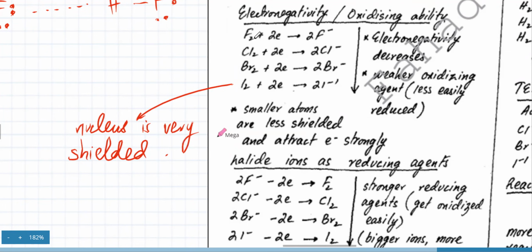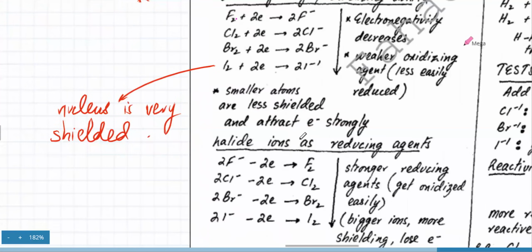So that means that when you move down the group, you get weaker oxidizing agents. Iodine is a terrible oxidizing agent. Iodine doesn't like to get reduced. Iodine doesn't like to gain electrons from someone else. Iodine doesn't like to oxidize someone else. So, this is already written: smaller atoms are less shielded and attract electrons strongly.